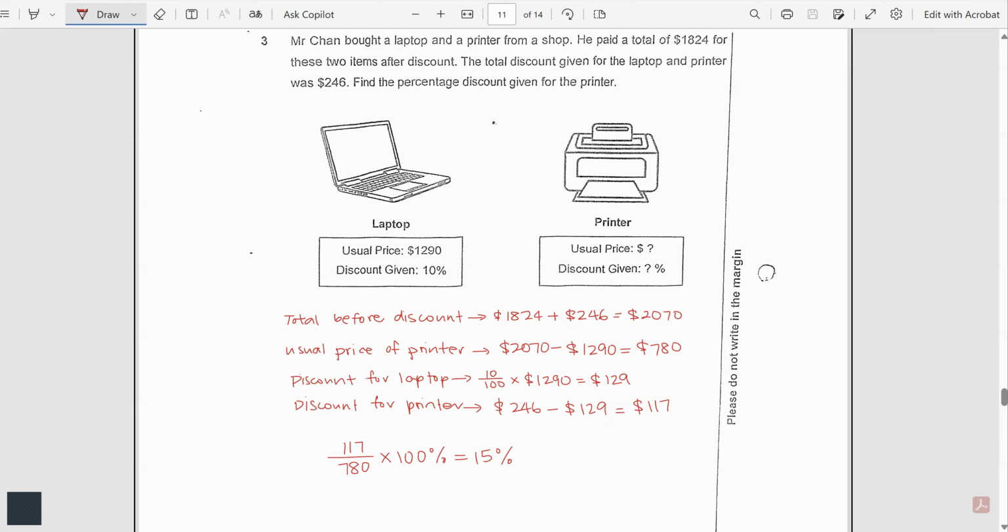Okay, with that, that is all for this paper. Nanhua P6 2024. This is for the term 1 non-weighted assessment.